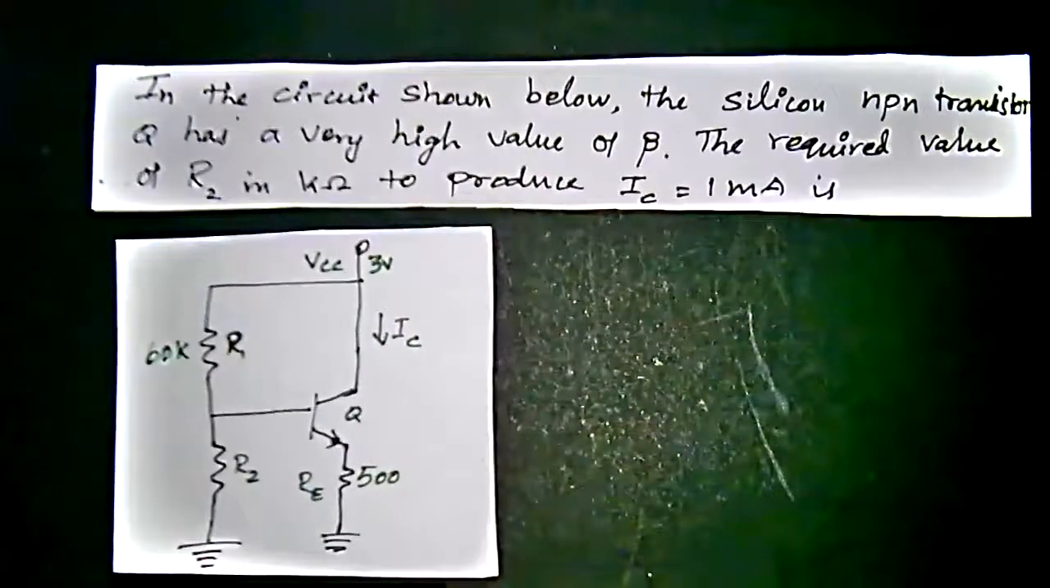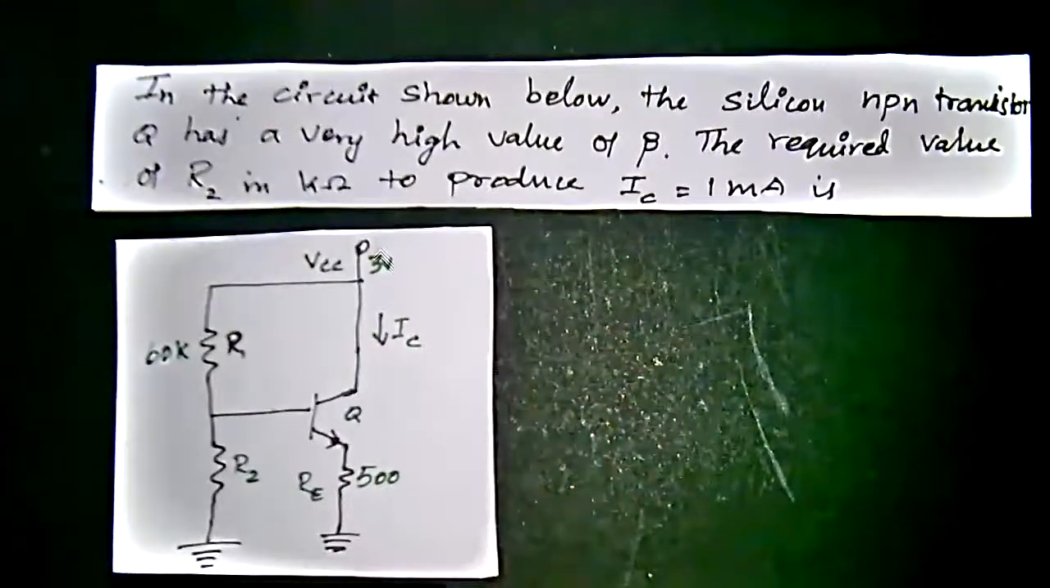In the circuit shown below, the silicon NPN transistor Q has a very high value of beta. The required value of R2 in kilo ohm to produce IC equal to 1 milliamp. They have given us beta having a high value, that means beta tends to go to infinity.